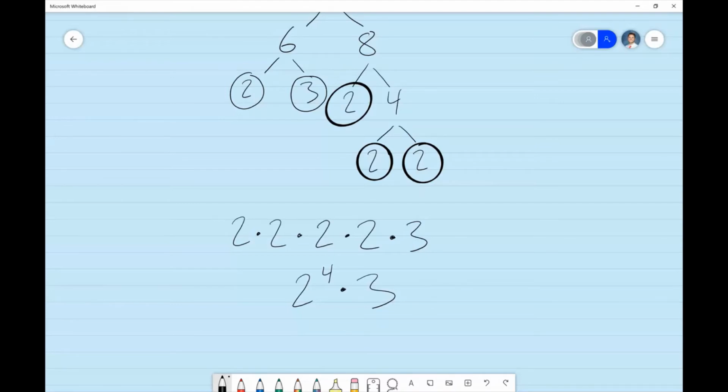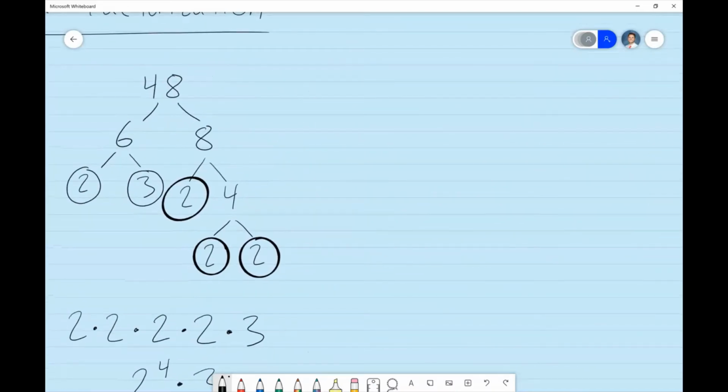Now I do also want to show you that even if you choose different factors to start out, you will get the same answer overall. There is only one prime factorization for every number.